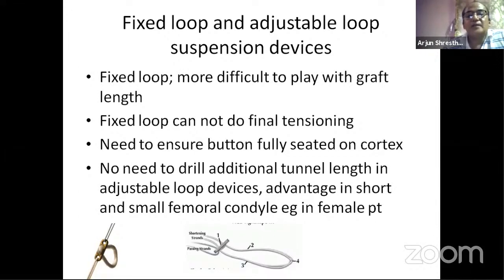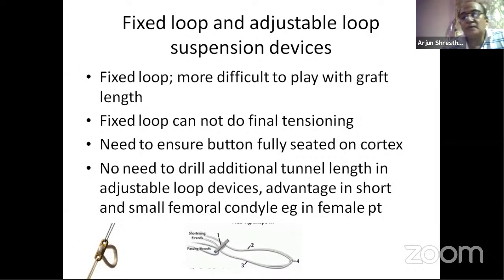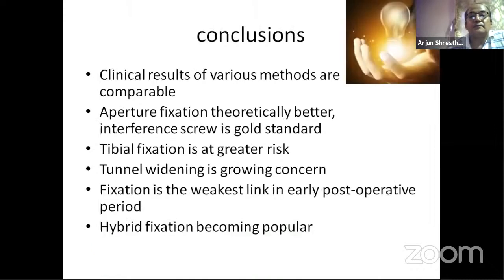And the other good advantage of this TightRope is that you can do the final tensioning, even after fixing all these things, because the Endobutton cannot do that. This fixed loop cannot do that. Adjustable loops and suspension devices can. After fixing all those things, you can pull the shortening thread again and make sure that the graft is tight inside the tunnel.